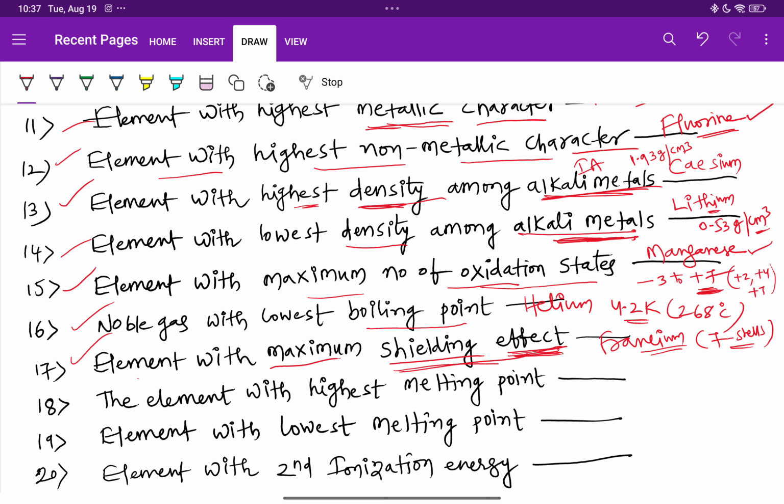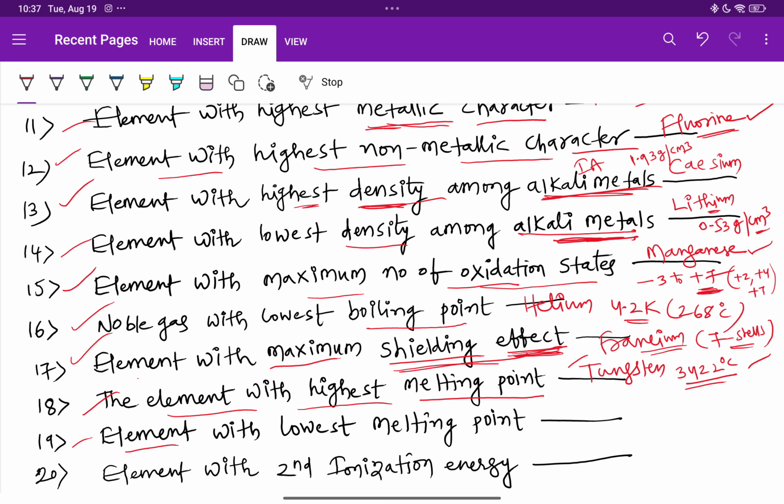And next 18th question is the element with the highest melting point. Very very important question, that is tungsten. And the melting point is 3422 degrees Celsius, 3422 degrees Celsius is the melting point of tungsten. And tungsten also has the highest boiling point, nearly 5000 degrees Celsius.